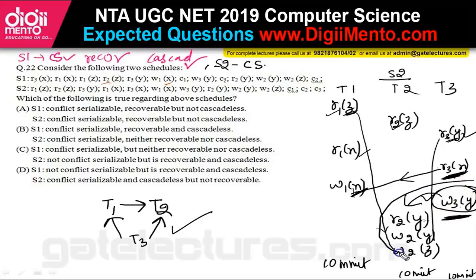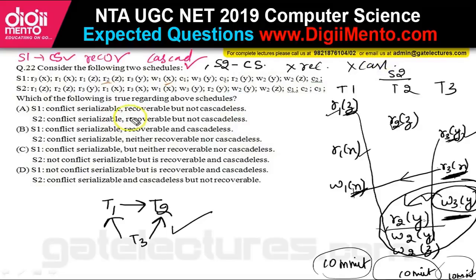So that is why it is causing the cascading problem, and it is also unrecoverable. Why? Because I am taking my data from an uncommitted transaction. I am performing a read operation directly from an uncommitted transaction, and we are not even waiting for its commit operation. So all the problems are created because we are performing the commit operations at the end. Okay, so that's why S2 is not recoverable and not cascadeless.